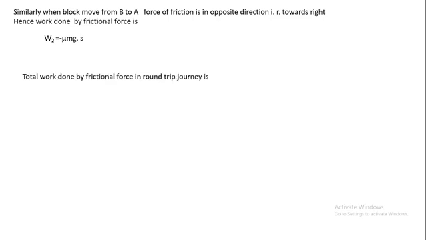So the total work done by the frictional force in a round trip journey, that is, it moves from A to B and once again goes from B to A, is the summation of these two work done: W1 plus W2 is equal to the total work done. Now W1 is minus mu mg S, and W2 is minus mu mg S. So we get minus twice mu mg into S.